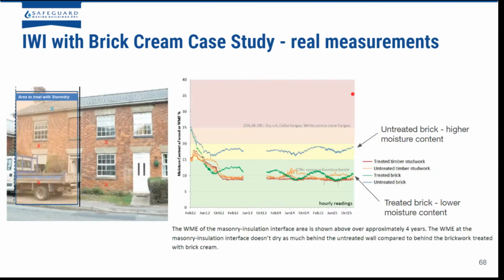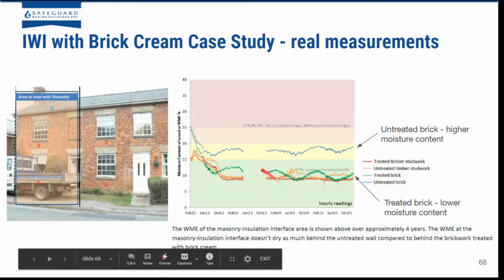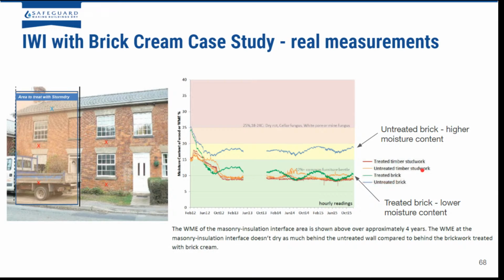So the real measurements actually showed this as well. In fact, they were much better than even the model had predicted. This was the area that was treated with Storm Dry, and this is the area that wasn't. This blue line is the untreated brick, and it had a much higher moisture content in this danger zone for mold growth, compared with this green line, which was the Storm Dry treated brick. This had a much lower moisture content throughout the years and throughout the seasons, basically remaining in this green safe zone where mold would not be an issue.